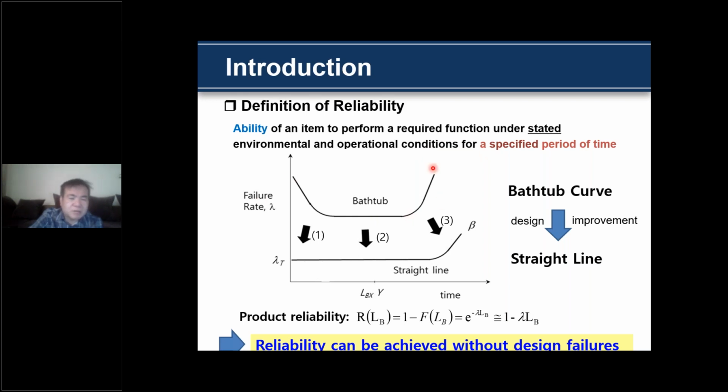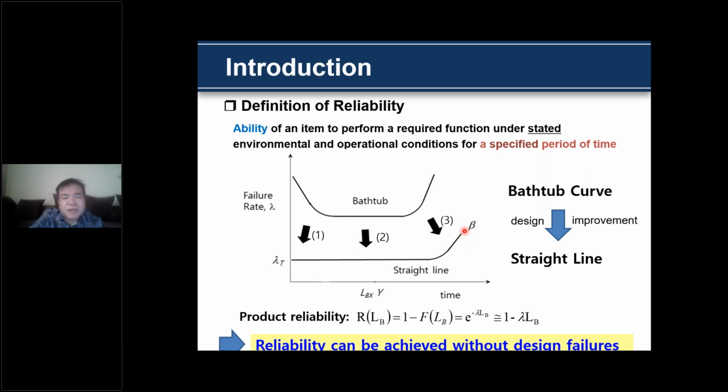For most mechanical systems, reliability can be described by the bathtub curve. If I follow the bathtub curve, the product will be rejected from the marketplace because of the initial failure rate, the higher failure rate, and the short lifetime. Because of that, the company sets up a reliability growth plan. As the design is improved, the bathtub curve changes to a straight line. Finally, product reliability can be achieved without design failure.